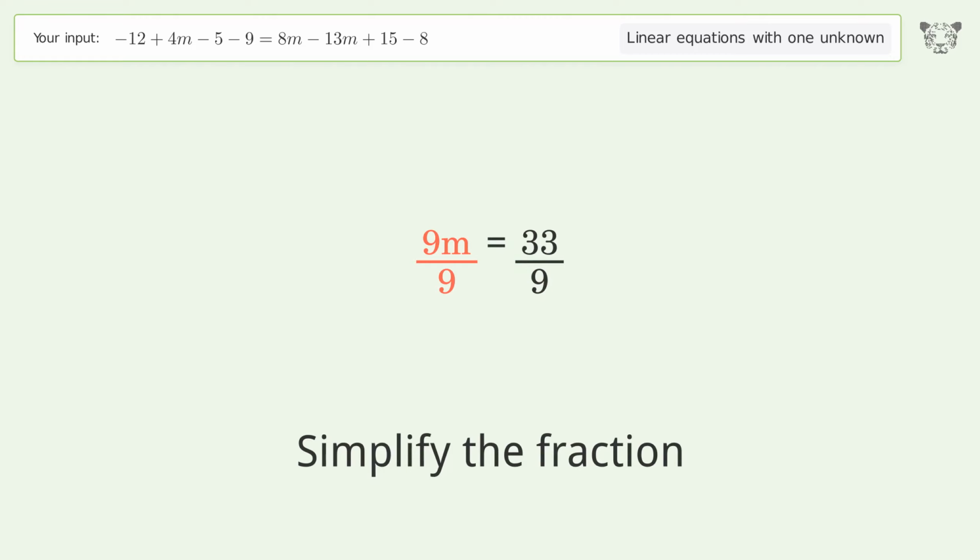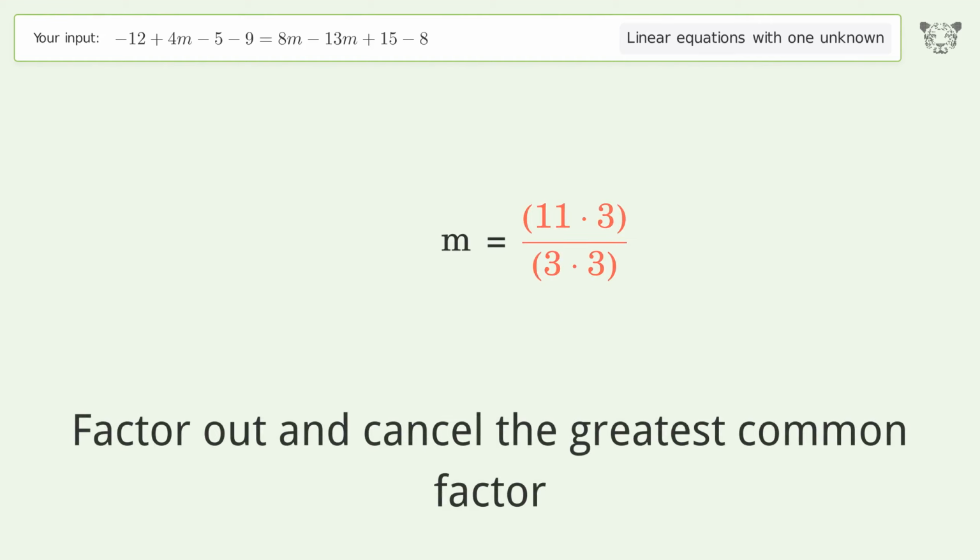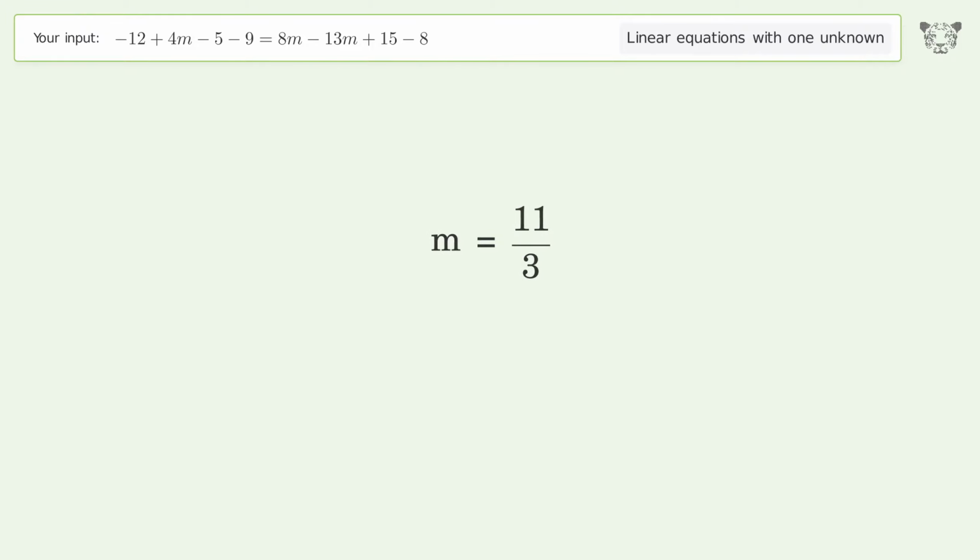Simplify the fraction. Find the greatest common factor of the numerator and denominator. Factor out and cancel the greatest common factor. And so the final result is m equals 11/3.